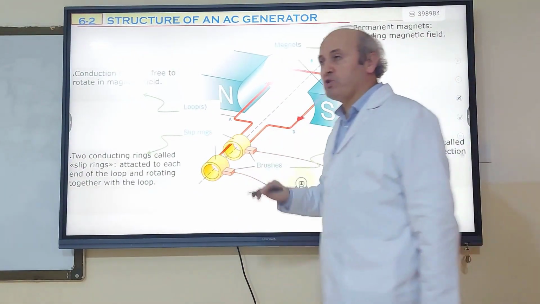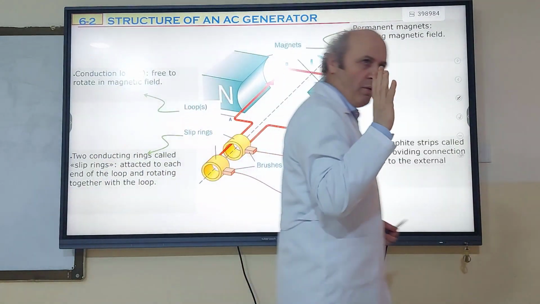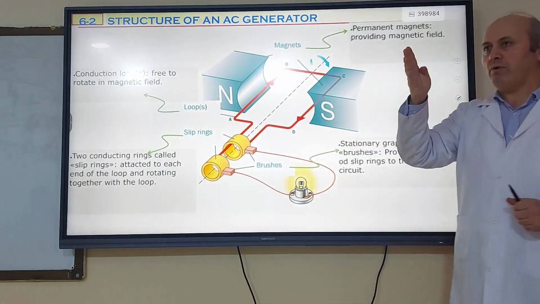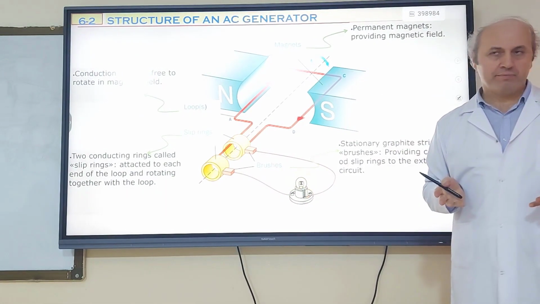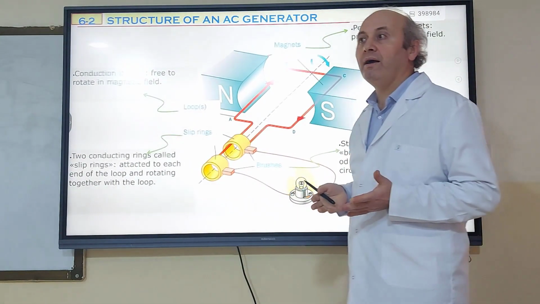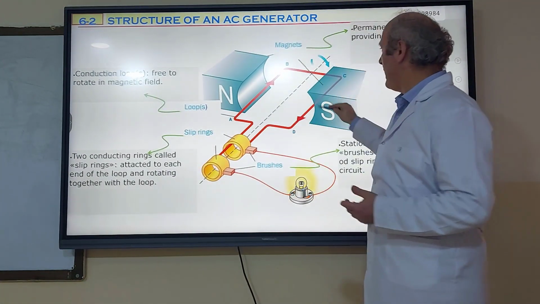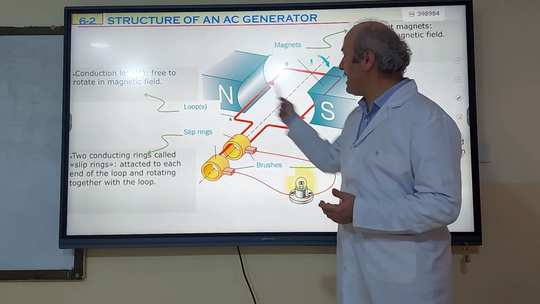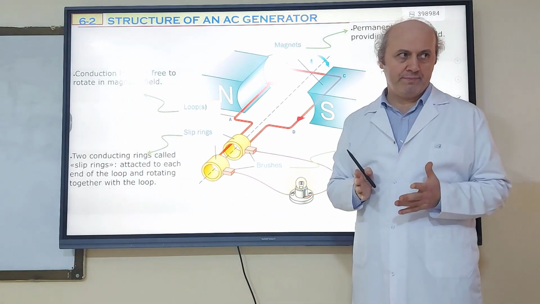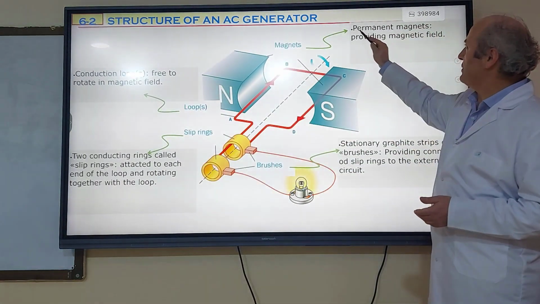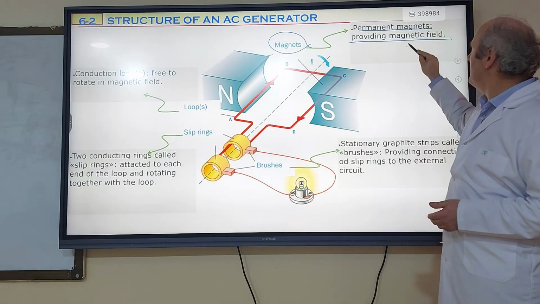And this is the structure of an AC generator. If you provide these 4 components, you can make your own generator. One of them is absolutely a magnetic field, and the magnetic field is provided by magnets. So a magnet with N pole and S pole. Between this N and S pole, you are going to put a loop or coil. So the first component is magnets, permanent magnets, providing the magnetic field.